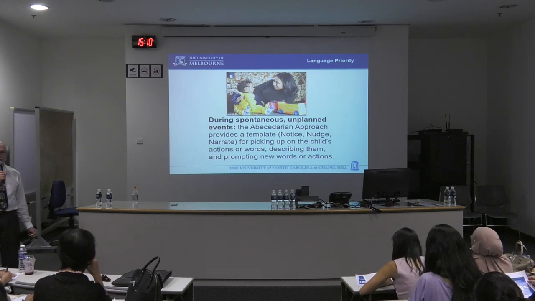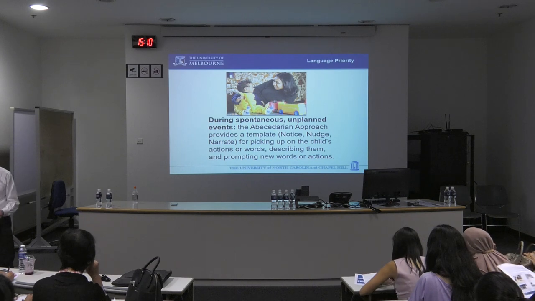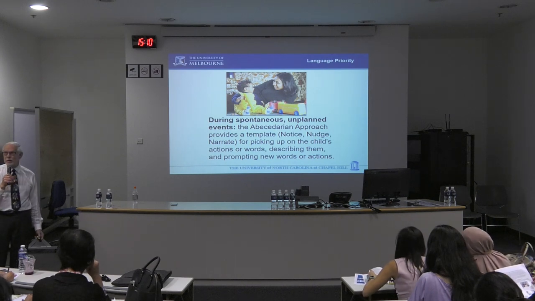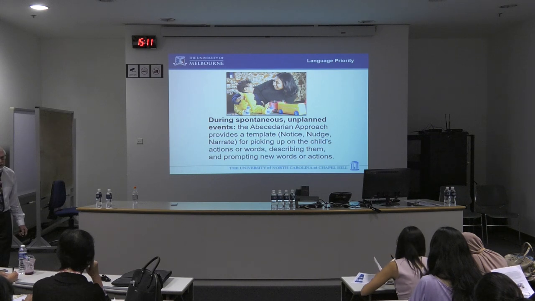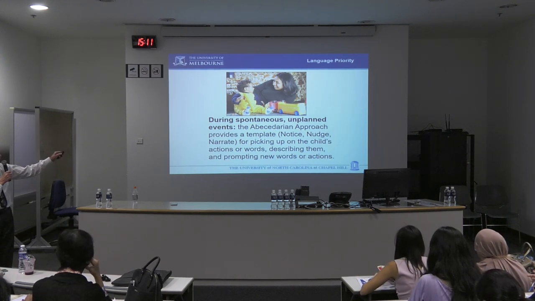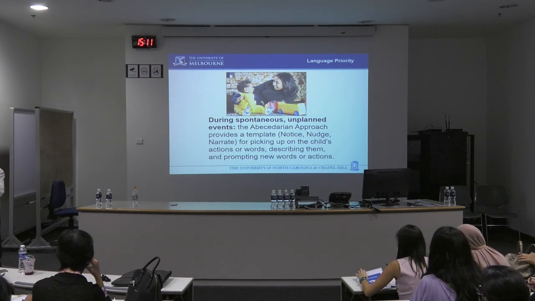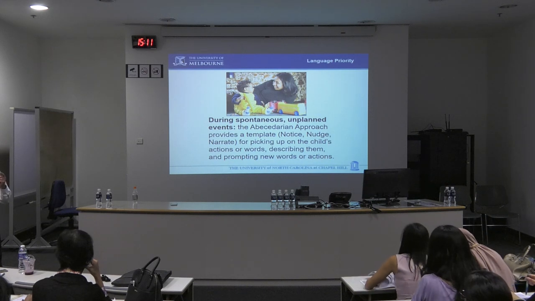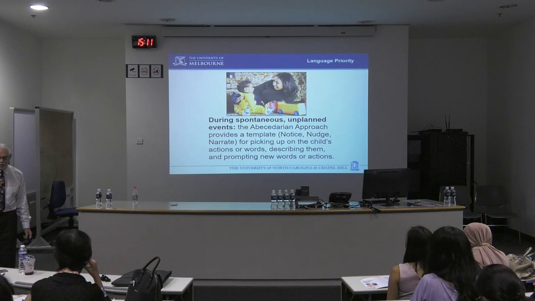The first one is simply through spontaneous events. You all know about teaching on the wing, the teachable moment when something happens. This is one of the things that we encourage people to do, to look for those moments that are totally unplanned. You cannot predict them, but something happens that you can make some mileage out of. And we use an idea called notice, nudge, narrate, the three N's, to guide people's thinking about how I am going to interact with that child. I'm not going to explain those.